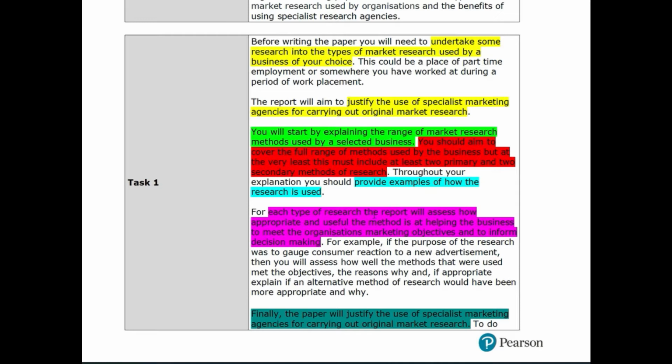And then for each type of research, the report will assess how appropriate and useful the method is at helping the business meet the organization's objectives. Now, if you think there straight away, you need to know the objectives of the marketing to then be able to say whether it helps them to meet them. So somewhere we've got to set out the objectives. And now, of course, it gives you an example here. For example, the purpose of the research was to gauge consumer reaction to a new advertisement. Then obviously you'd have to then say how well they are to achieving that aim.